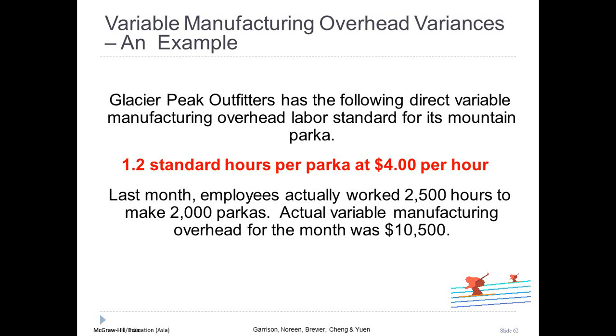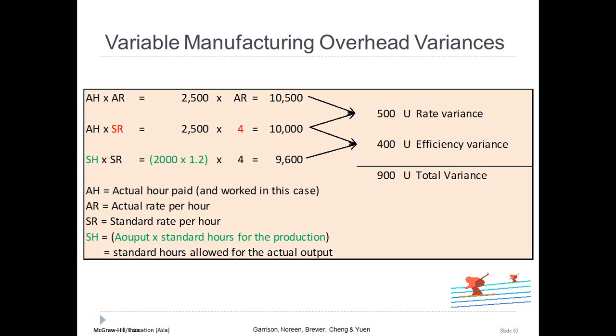In the Glacier Peak Outfitters example, the actual expenses on variable manufacturing overhead, which is actual hours times actual rate, is $10,500 with 2,500 hours incurred. At the standard variable overhead rate of $4 per hour, the actual hours at the standard rate, AH times SR, stands at $10,000, giving rise to a $500 unfavorable rate variance.